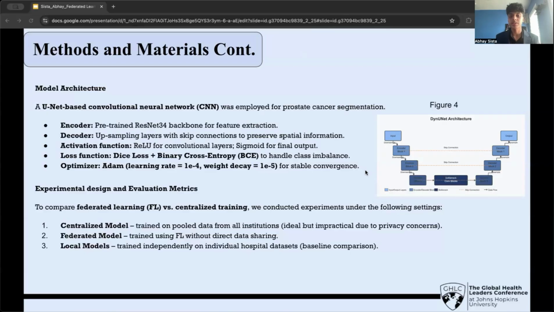In terms of experimental design, I compared three training strategies: a centralized model, which is pooled data, a federated model, which learns collaboratively across sites, and a local model, trained separately on each hospital dataset.